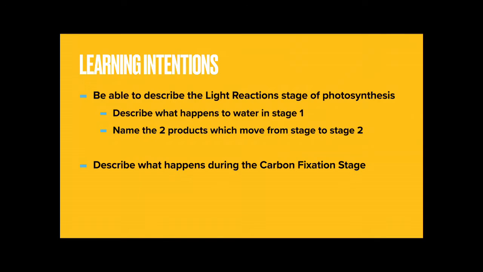So our learning intentions, I've split into two groups, one for each stage. I want you to be able to describe the light reaction stage of photosynthesis. So this is stage 1. The two sub bullet points within that are: describe what happens to water in stage 1 and name the two products which move from stage 1 to stage 2.